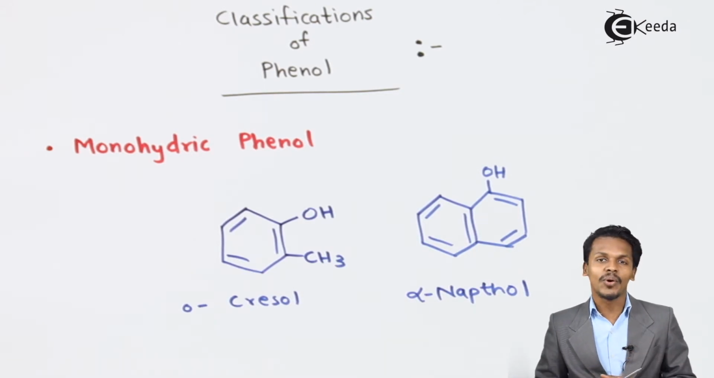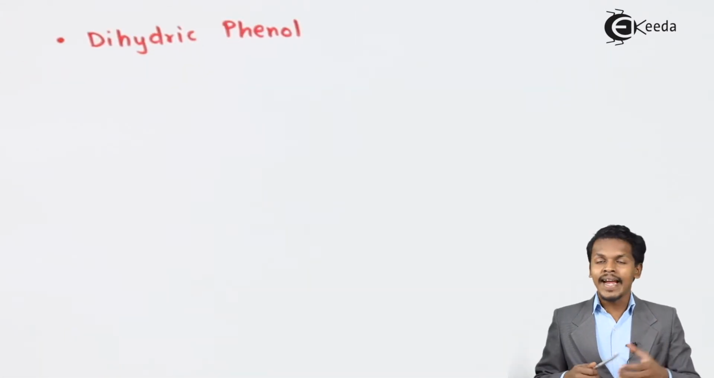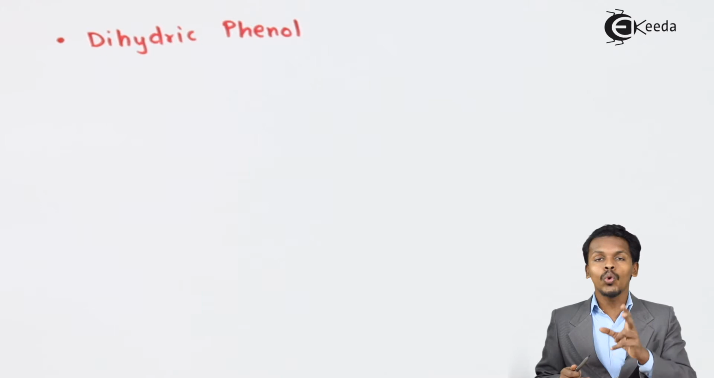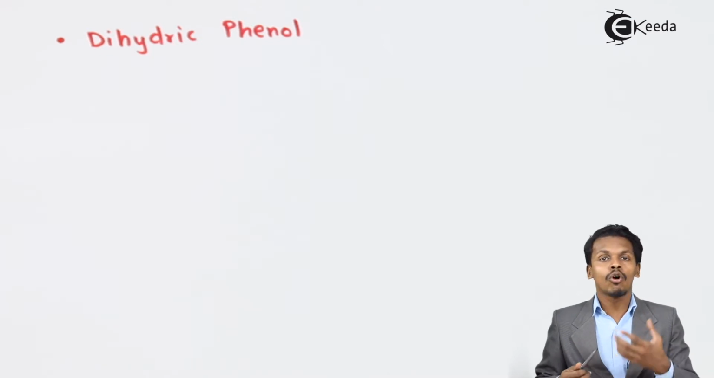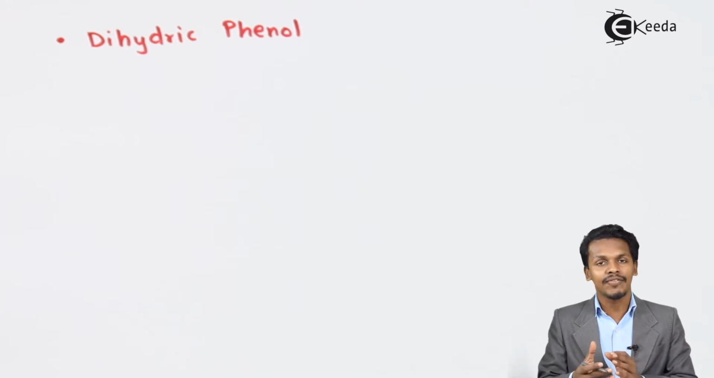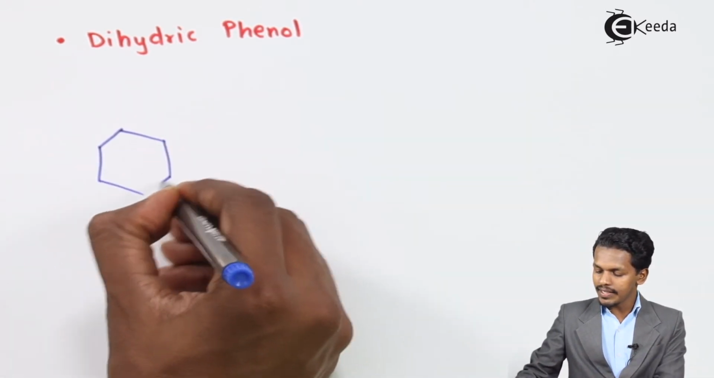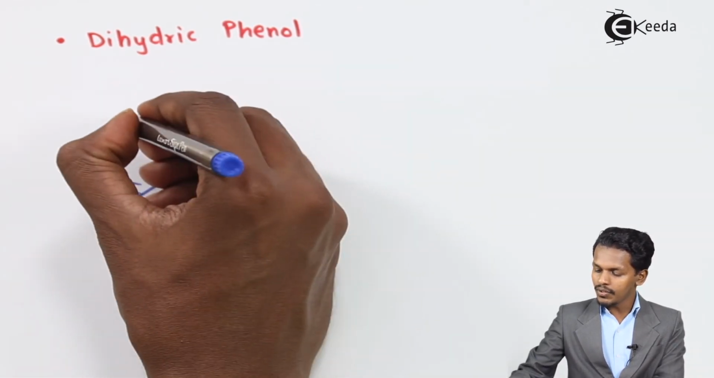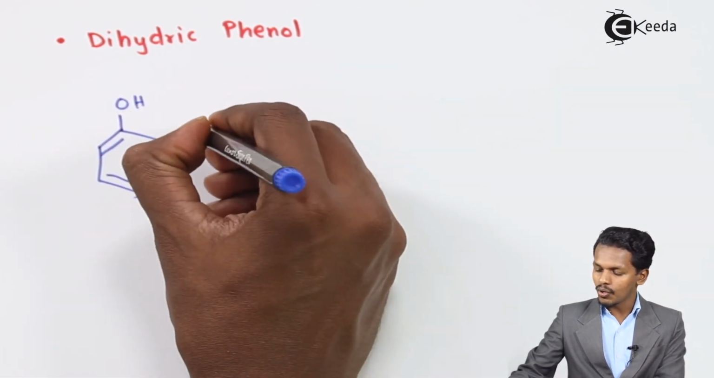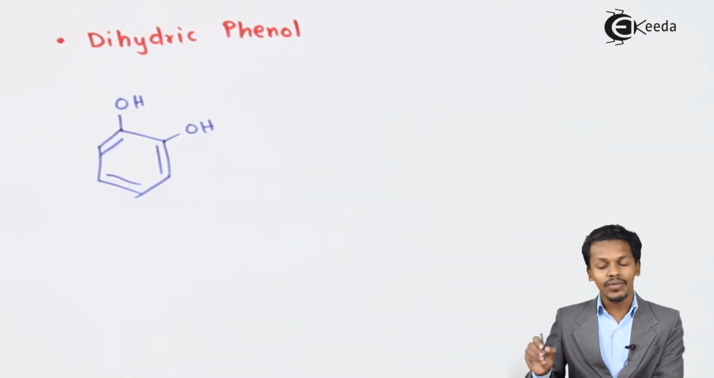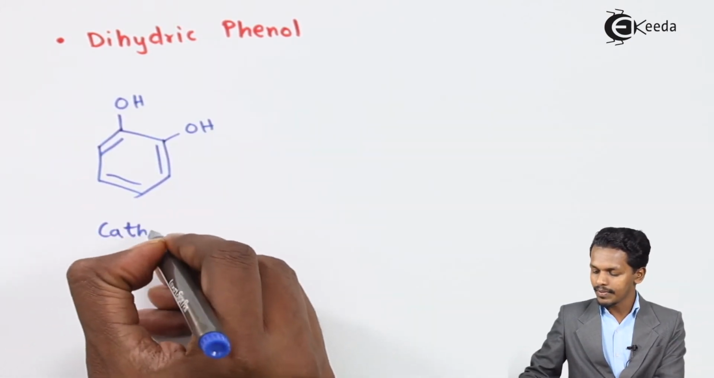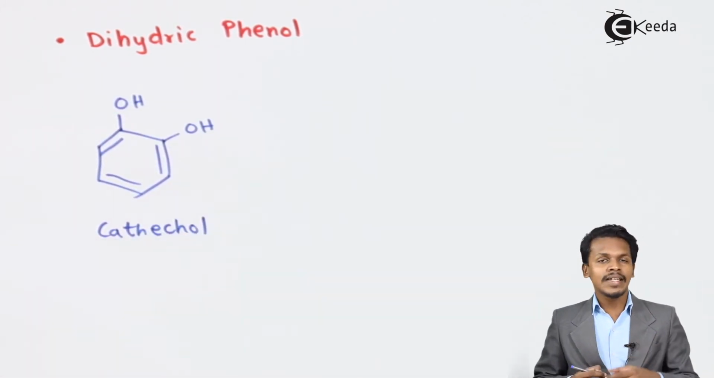Now let me talk about the second one, that is dihydric phenol. In dihydric phenol, two OH groups are attached to the benzene ring or the aromatic ring. We have certain examples so that we can understand this easily. For example, consider a benzene ring with two OH groups attached at the ortho position, as you can see here. The name of this is catechol. So this is catechol.